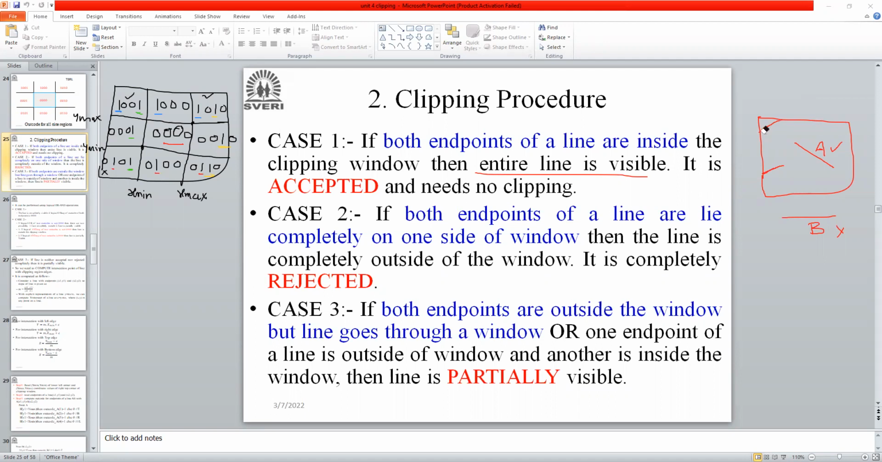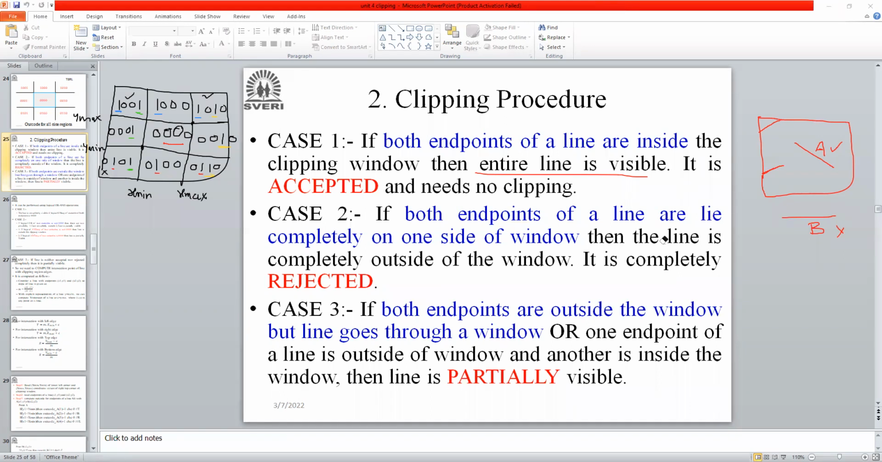Okay, so that is how clipping is required only for partially visible lines. If a line is totally visible, no clipping is required. If a line is totally invisible, then also no clipping is required. So let us see the three types of cases. First case is if both endpoints are inside, case A here. So the entire line is visible and it is accepted and no clipping is required.